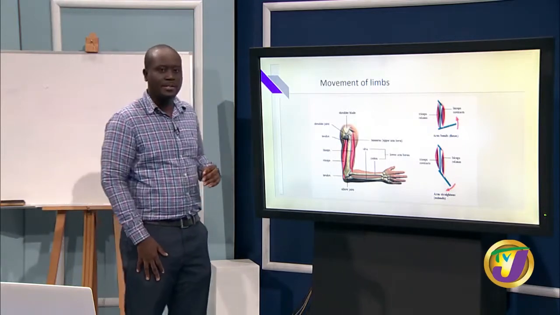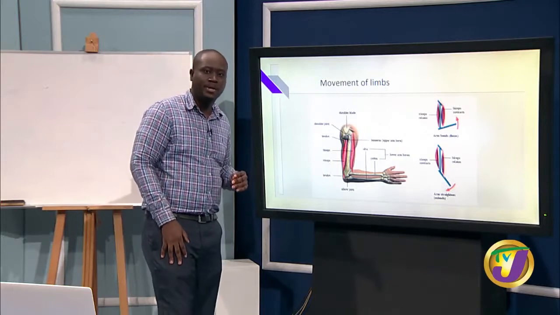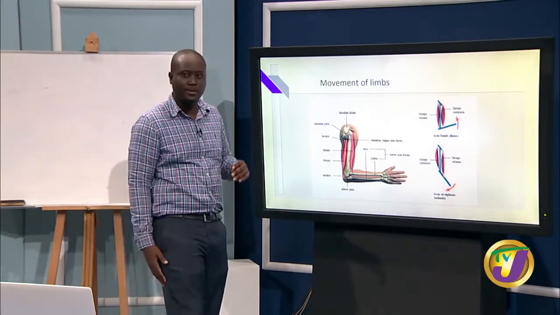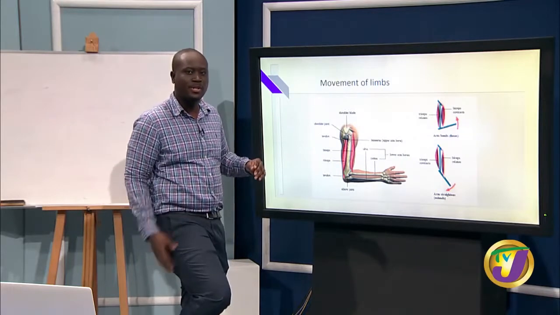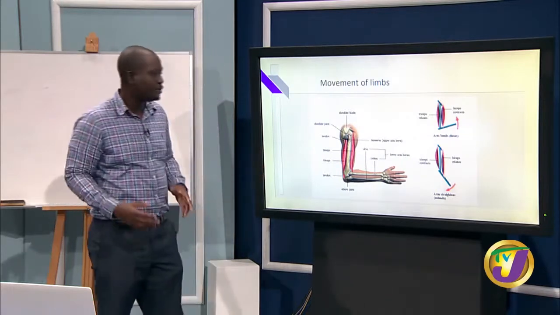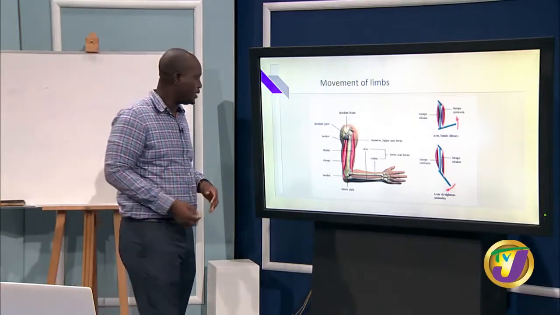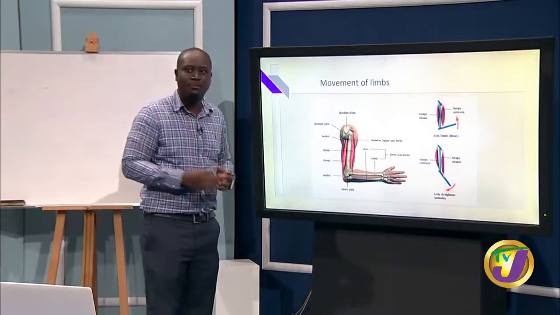Same thing for your leg. For you to extend the knee, what happens? Your quadriceps will contract and your hamstring will relax. For you to bend the knee back, hamstring contracts, quadriceps relaxes. So two muscles work at a joint to bring about movement, and they're called antagonistic muscles because they tend to work against each other.